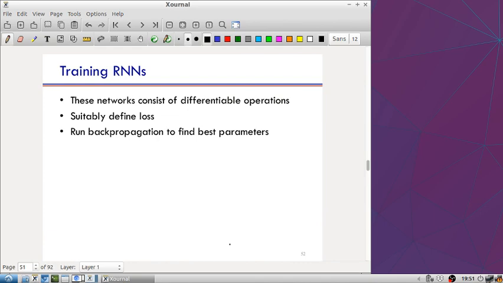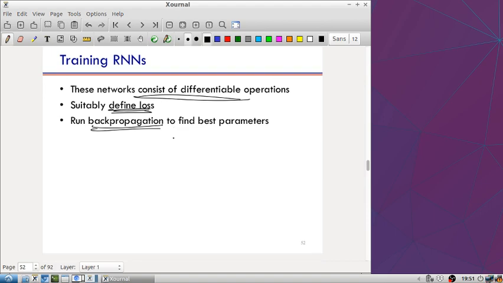Training, that's what I've been mentioning so far. Most operations are differentiable, so you basically define an appropriate loss. For example, in the toy example we had the addition of the cross entropy losses at each output. To run backpropagation, all you need to take care of is that gradients need to be added. That's what happens behind the scenes if you run an LSTM in TensorFlow or other packages. Any questions here?